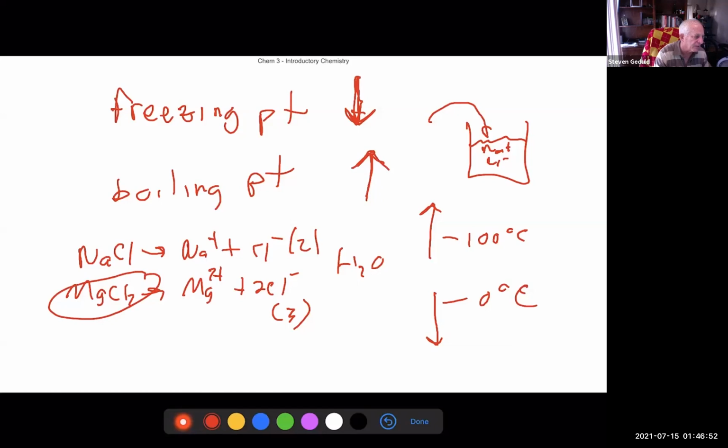Okay, that's how antifreeze works. That's how salt works on the roads to prevent freezing. So let's give you an example from your book, 11.9, if you want to follow along. It says, which solution is going to have the lower freezing point? So which solution of these three listed is going to have the lower freezing point? Remember, freezing point depression, it gets lower; boiling point elevation.